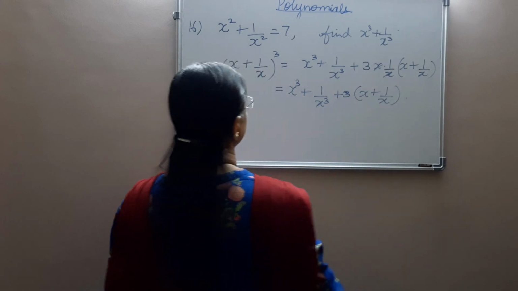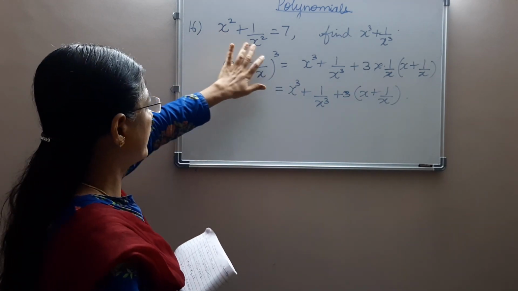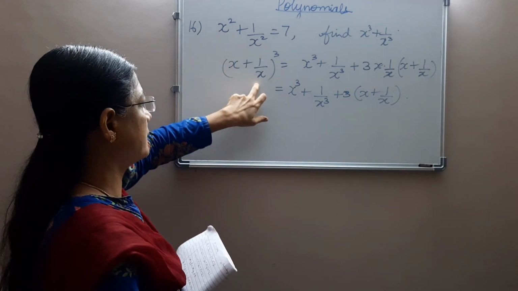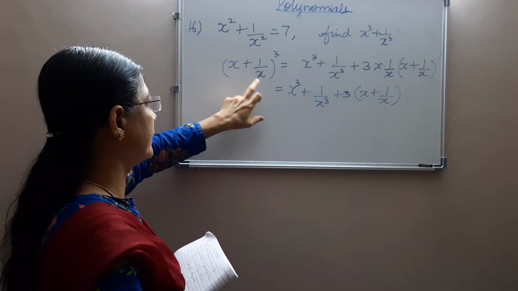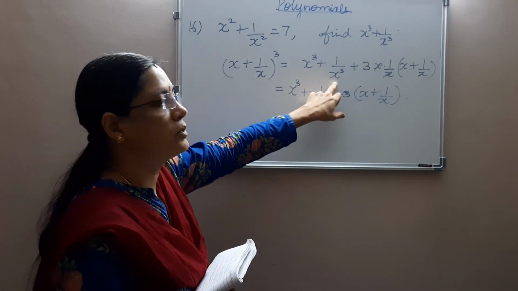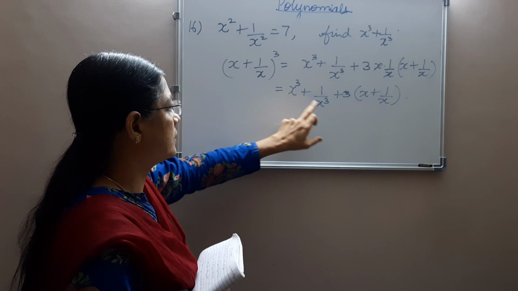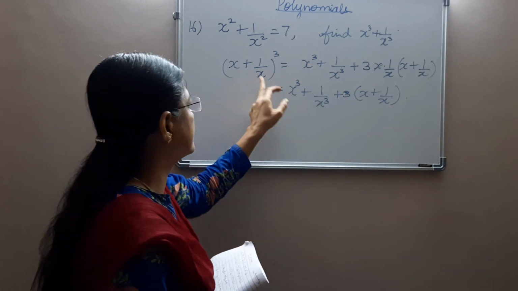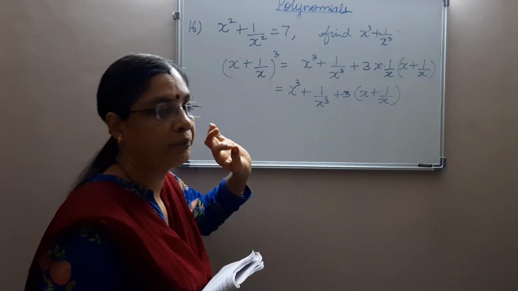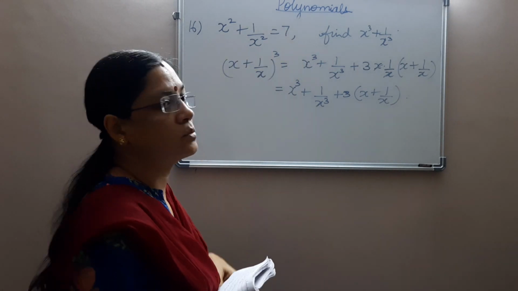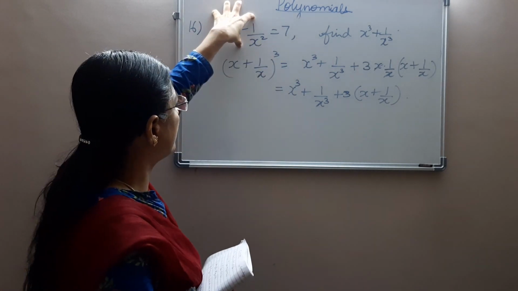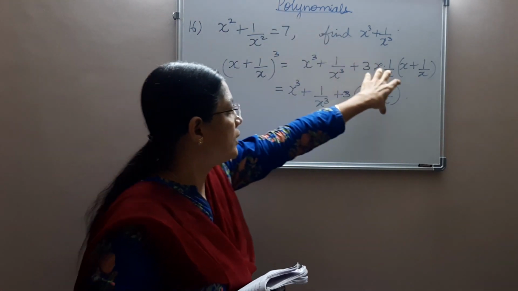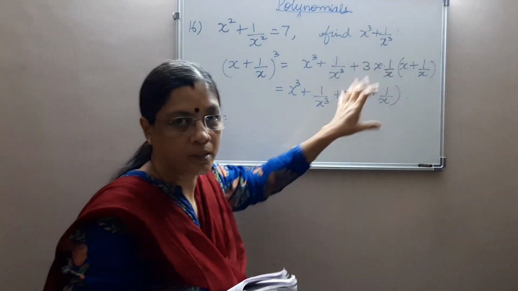Now here you are given with x squared plus 1 by x squared, not x plus 1 by x. But only if you know x plus 1 by x, you will be able to find x cube plus 1 by x cube, isn't it? Because x plus 1 by x is needed to solve this problem. But you are given only with x squared plus 1 by x squared. So with this x squared plus 1 by x squared, we need to get the value of x plus 1 by x, isn't it?